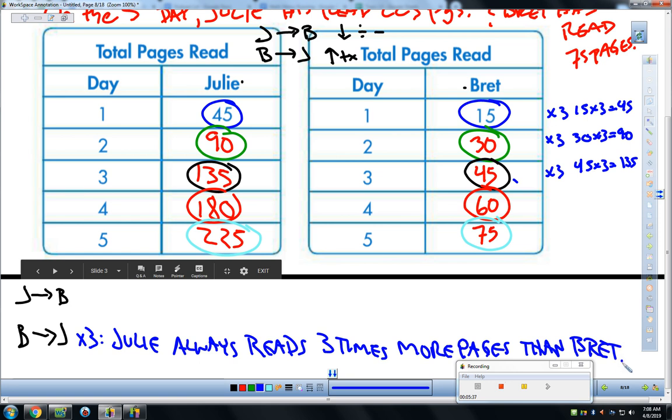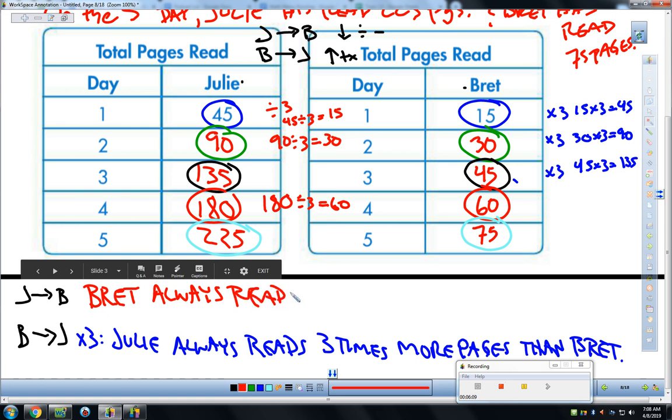If we go the other way, if that relationship is times 3, then this relationship must be divided by 3. 45 divided by 3 is 15. 90 divided by 3 is 30. 180 divided by 3 is 60. And so what I can say here is that Brett always reads 1/3 of the pages Julie reads.